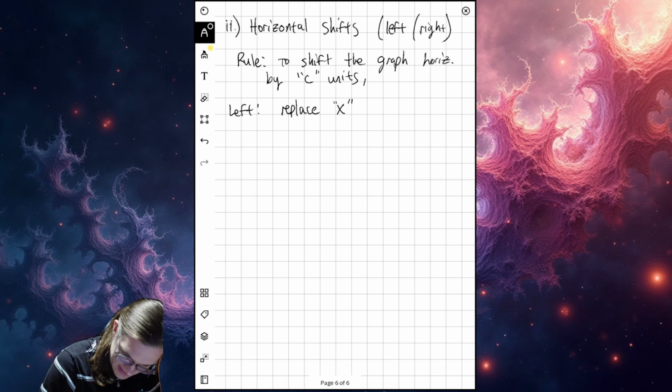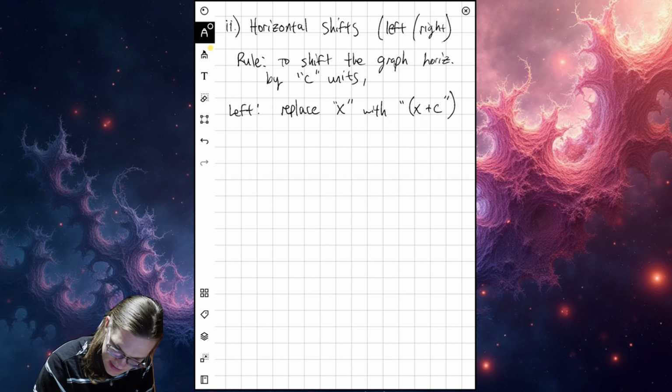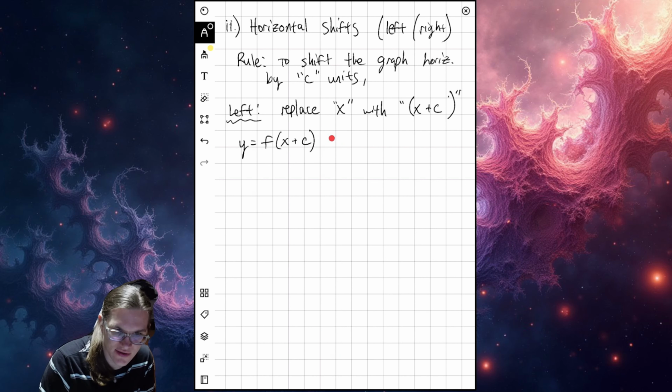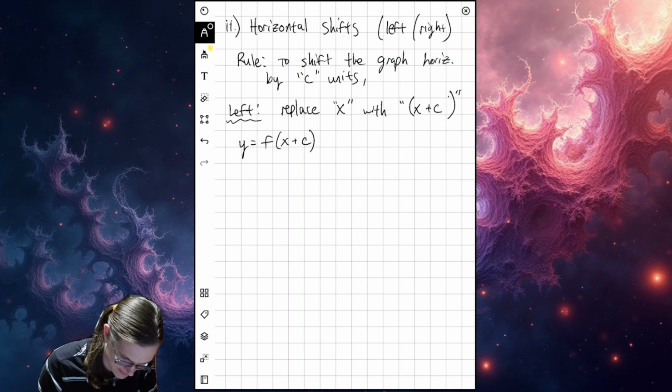Replace the x with x plus c if you want the graph to shift to the left. And so it would look like this. Y is equal to f of x plus c. So see now for the vertical shift, we were adding the c out here, and for the horizontal shift, we're adding it to the actual argument of the function x. So now it's f of x plus c inside the function.